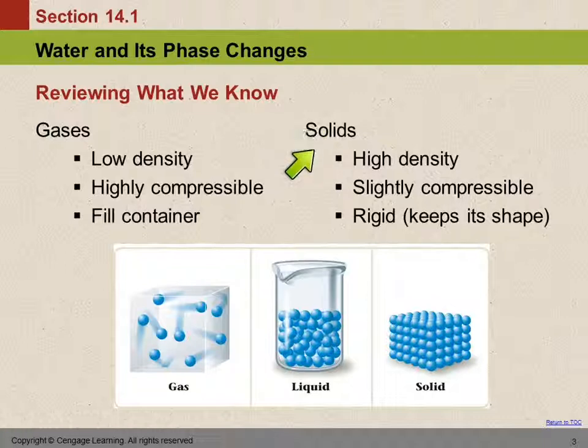Solids, on the other hand, have much higher density compared to gases. Here's the illustration of a solid. And we can see why they have a higher density. There's basically very little empty space between the particles. You can't put round things together without having some empty space, but these guys are touchingly close. Solids are slightly compressible. Some books say they're not compressible. Basically, you cannot compress a solid. And solids are rigid. They retain their shape regardless of what container they're in. And that has to do with the forces that are holding these particles together. Liquids are kind of in between.